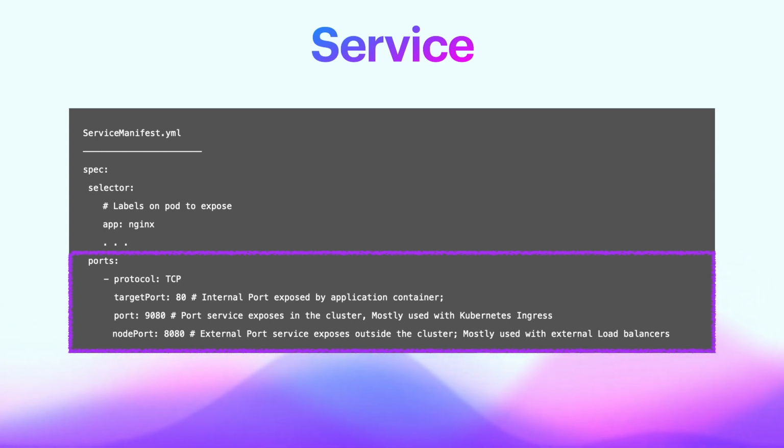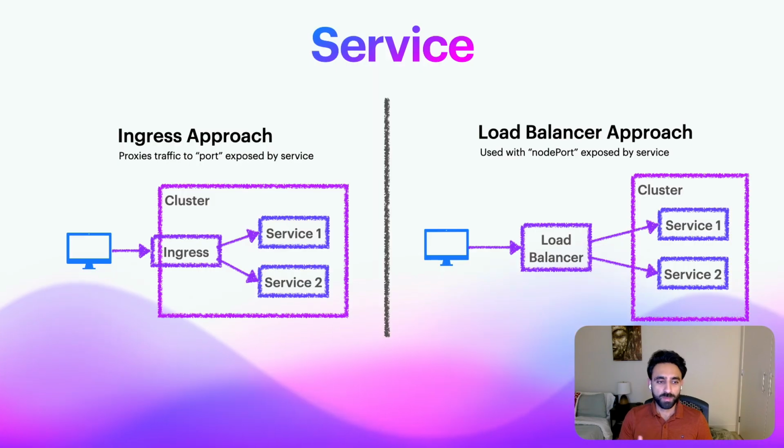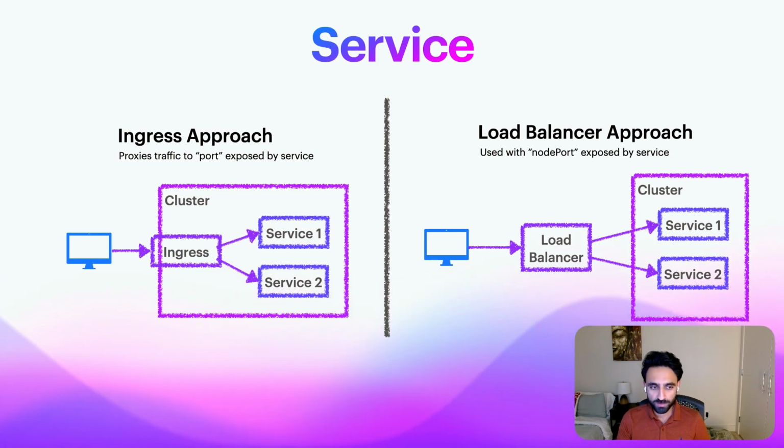Port is the port where the service will be exposed within the cluster. On the other hand, node port is the port where the service will be exposed at the node level. So if you use the IP of your node and this port, you will have access to this particular service. Versus in case of port, it will be accessible only within the cluster. And we usually mention just one, either port or node port for a service.